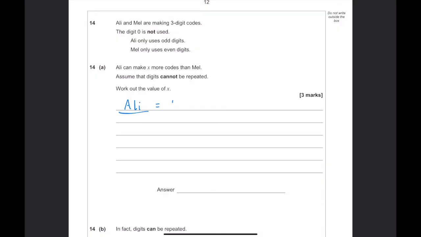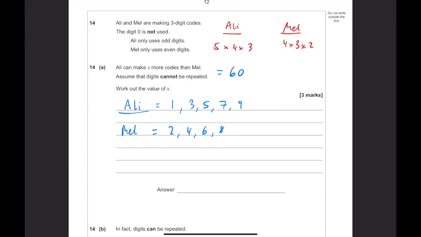So Ali has the option of 1, 3, 5, 7 and 9, whereas Mel only has the option of 2, 4, 6 and 8. Now if digits can't be repeated, for the first number Ali has 5 options, then 4 options, then 3 options. Mel has 4 options, 3 options and 2 options. And the way we work this out as the total combination is going to be multiplying those 3 numbers together. So Ali has a potential of 60 combinations, and Mel has 24 combinations. So 60 take away 24 is going to equal 36.